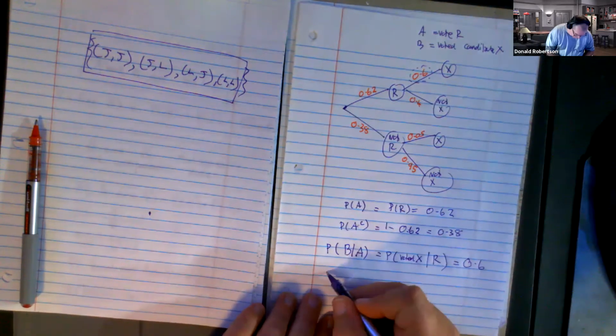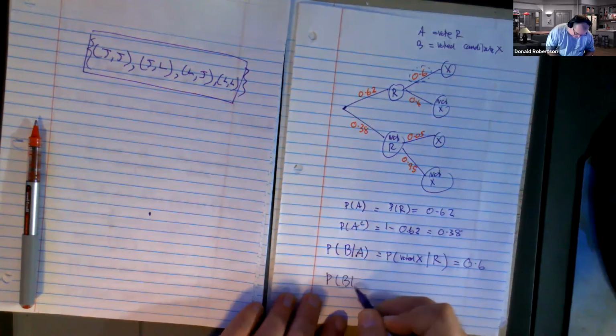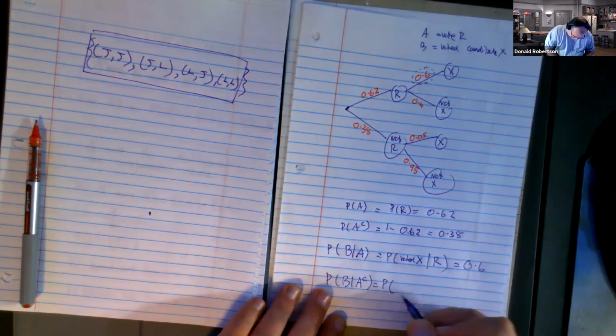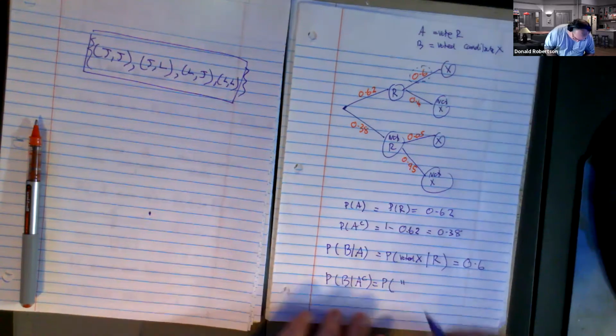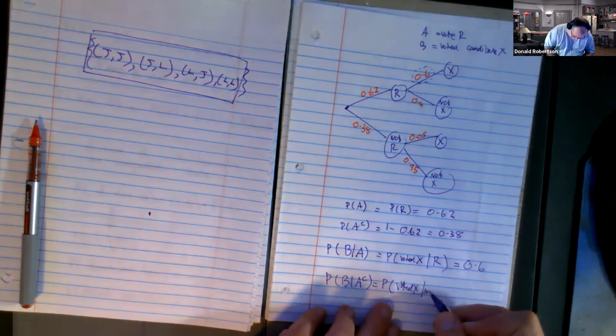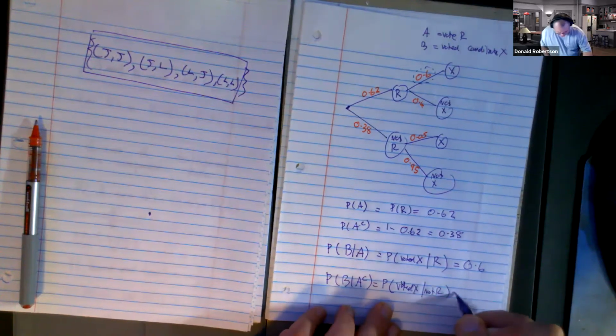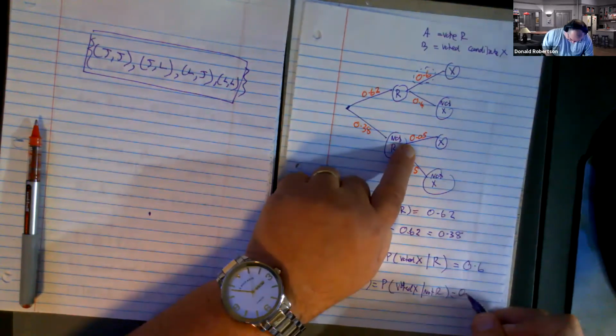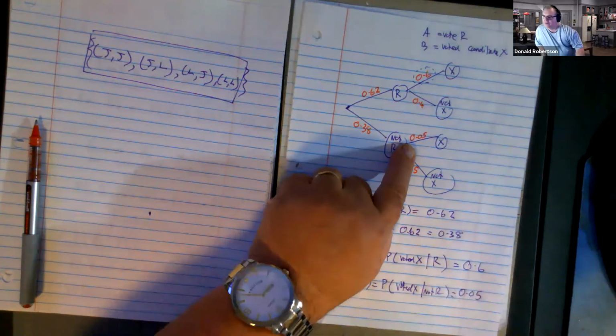If you're asked for B given not A, it becomes the probability you voted for candidate X given that you're not a Republican. So if you go down here, not a Republican, can you see that that is 0.05? And that's where that came from.